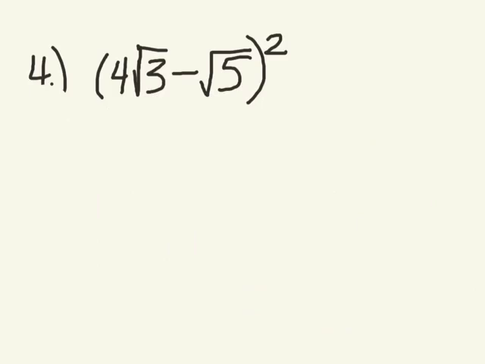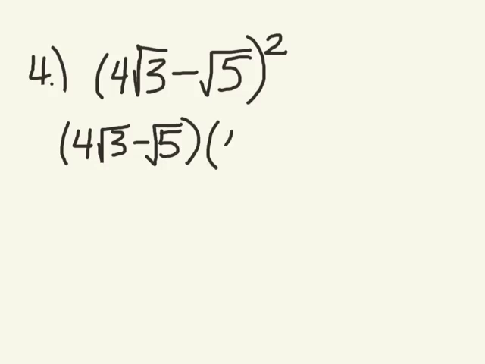This is like number 4 on your radicals quiz. We have 4 radical 3 minus radical 5, all squared. The first thing we need to do is rewrite this as 4 radical 3 minus radical 5 times itself. Whenever we're squaring something, that means we're multiplying it by itself. And now we FOIL. So rewrite and then FOIL.